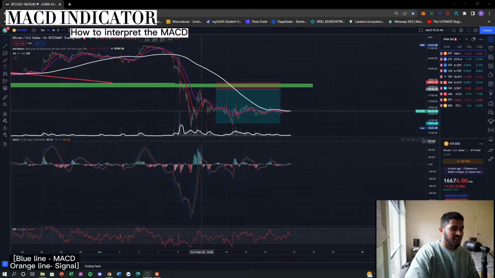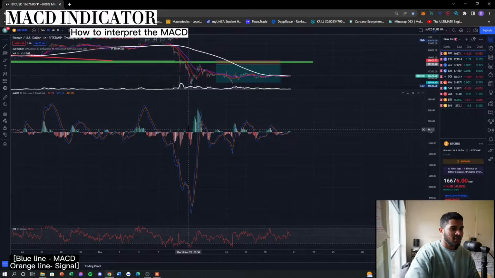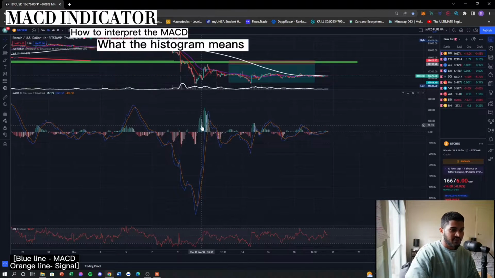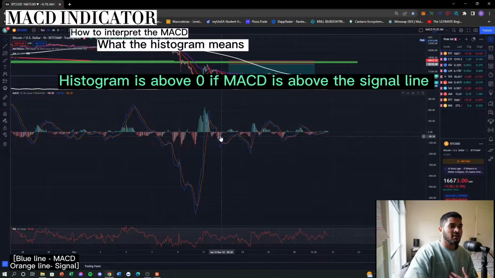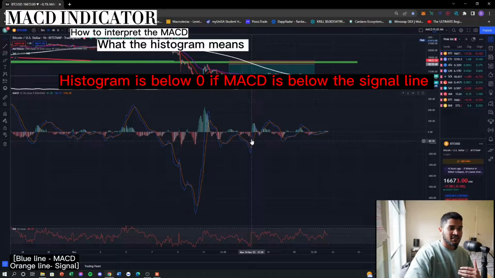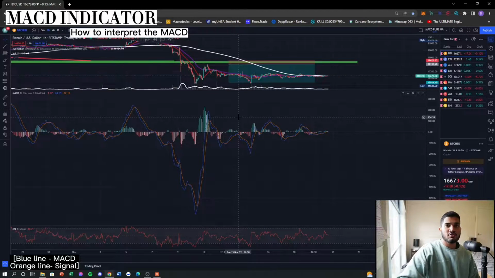So as you can see here, there is a bit of a histogram over here. One of the main things about the histogram is it's above 0, so we can see the 0 here. It's above 0 if the MACD is above the signal line, and it's below 0 if the MACD is below the signal line. So how can you use this while you are trading?